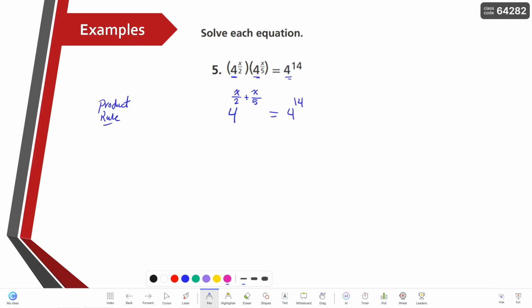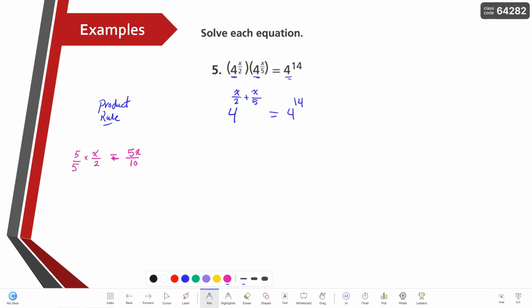Since we have two different denominators, we can make the same common denominator by multiplying x over 2 by 5 up and down. Let's try to find this first. We need to multiply this fraction by 5 over 5, since multiplying by it is the same as multiplying by 1. So this would be 5x over 10.